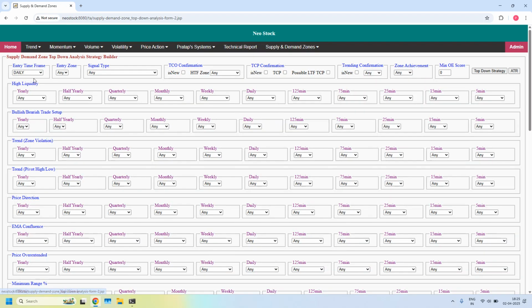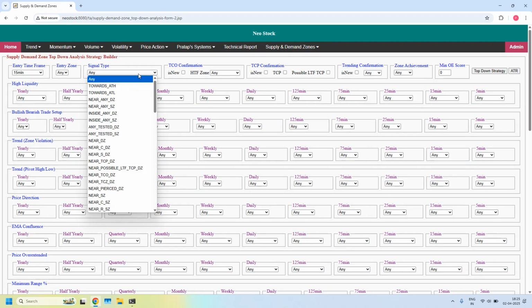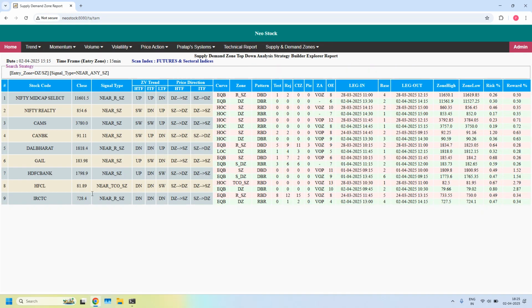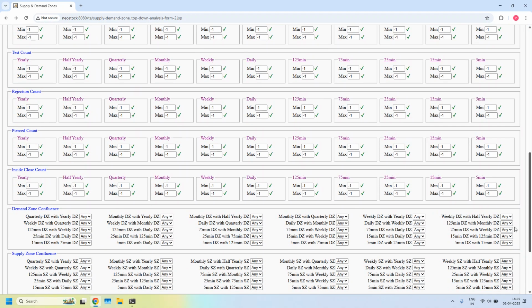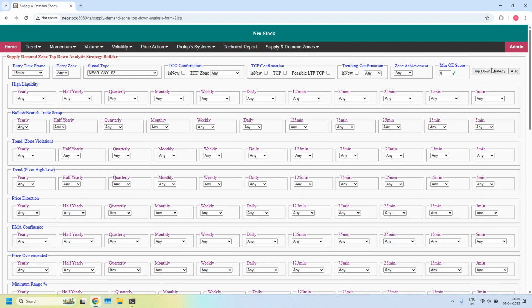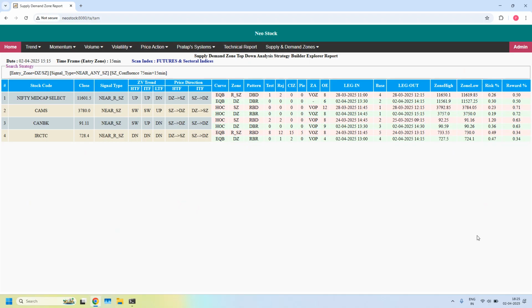Okay, next for 15 minutes time frame, stocks near 15 minutes supply zone, we got 9 stocks. Let us verify 15 minutes and 75 minutes supply zone confluence supported stocks. So 4 stocks are filtered. Fourth one is a pierced zone. Okay, this is about 15 minutes time frame.